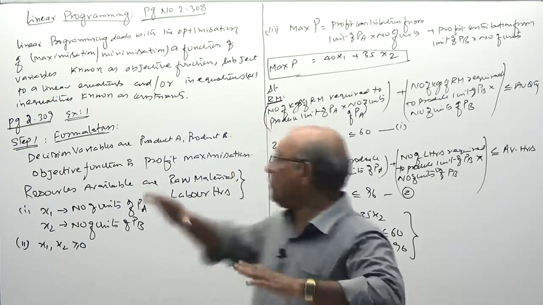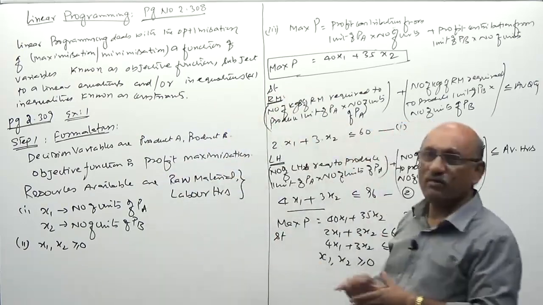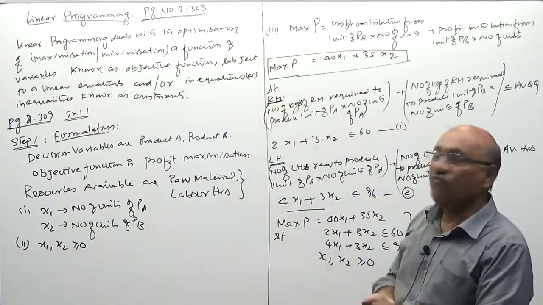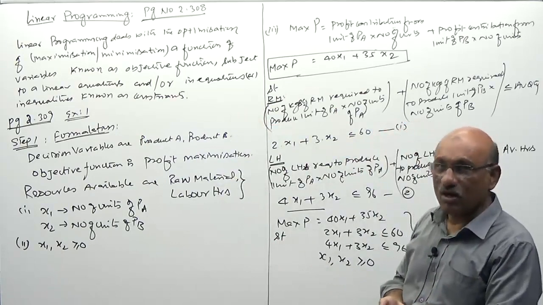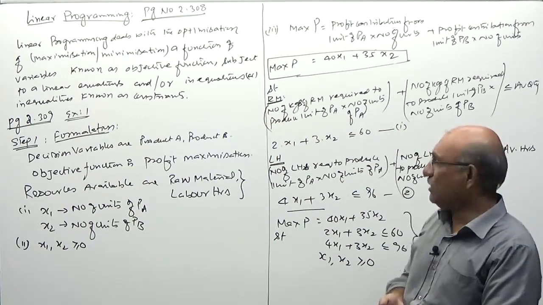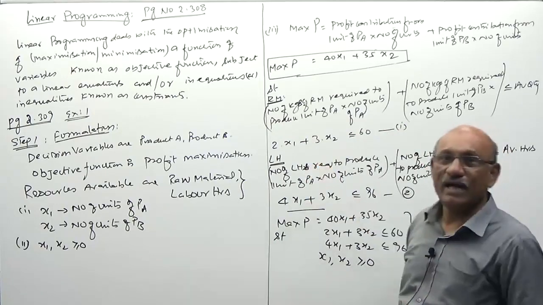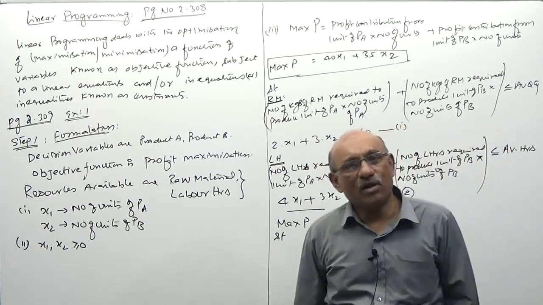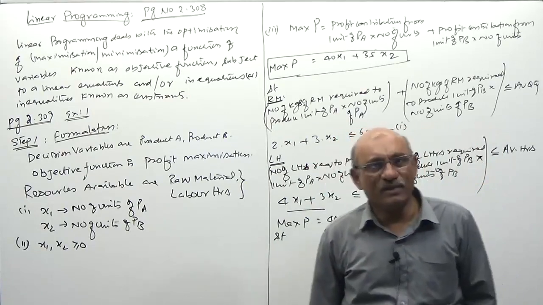This way, when you give a mathematical model to the given problem, it is called formulation. This is called formulation, the first step in linear programming. Okay, sir. You take up this one. I'll give you 2 minutes. Then I'll solve the given problem by graphic method.